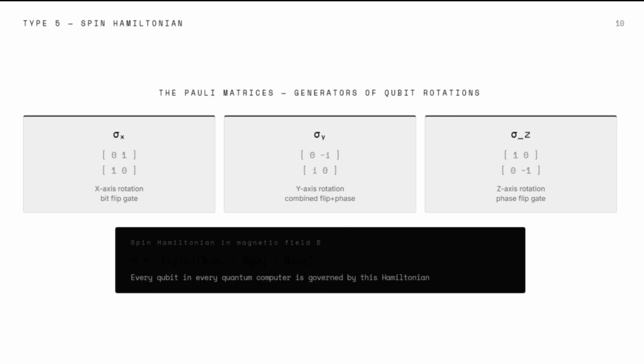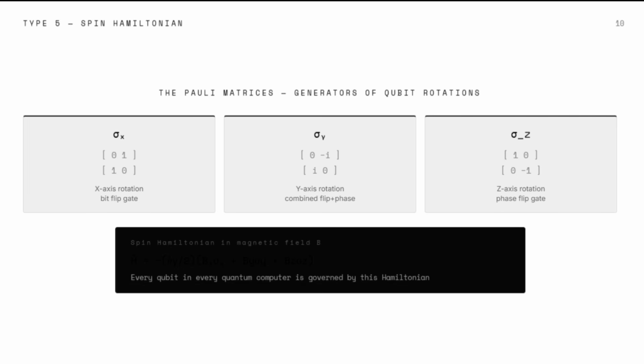Now, real systems don't exist in isolation. When two quantum systems interact, two qubits, an atom and a photon, the total Hamiltonian splits into three parts. H hat total equals H hat system plus H hat environment plus H hat interaction. The interaction term is where all the interesting physics lives.